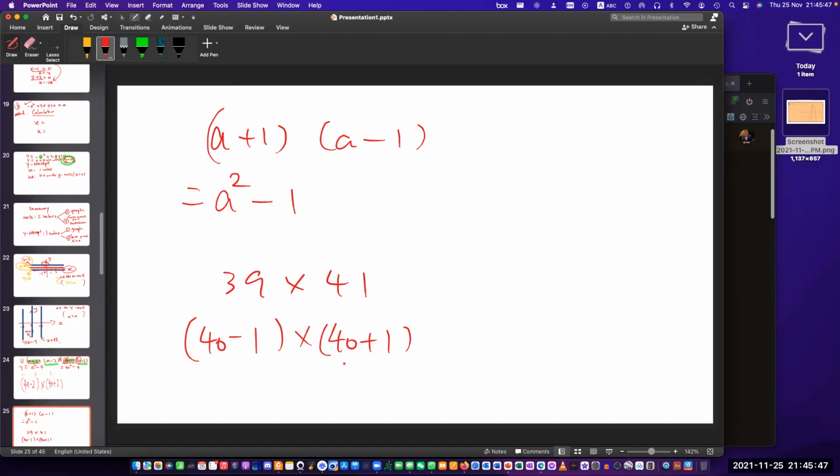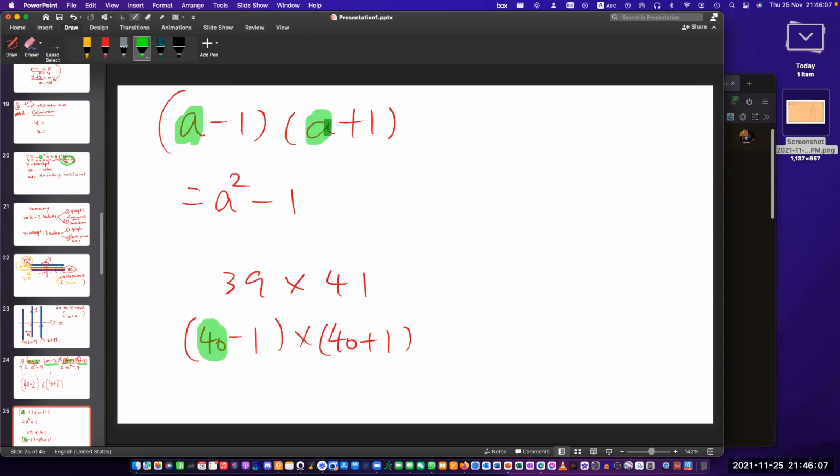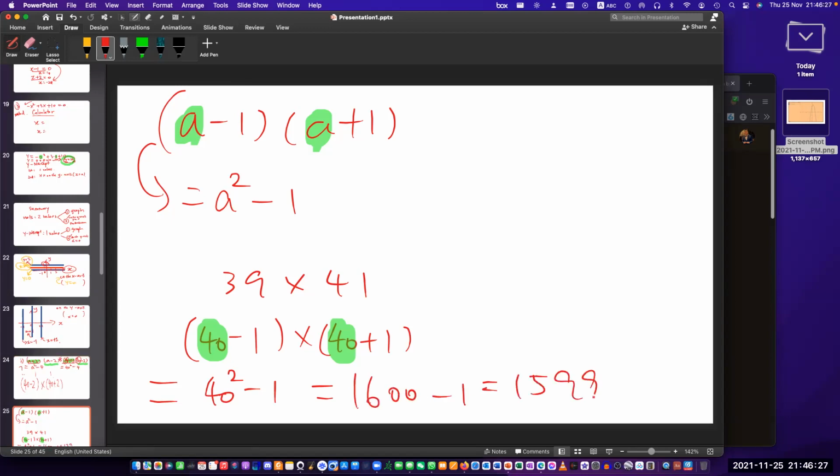Once you have these two, this (a plus 1)(a minus 1), you can also change the order to (a minus 1)(a plus 1). Once you have this, you just have to ask yourself, a is 40. If a is 40, this will give you a squared minus 1. So now my a is 40, I just replace by 40. So I will get 40 squared minus 1. 40 squared is 1600, minus 1 is 1599. Does it make sense?